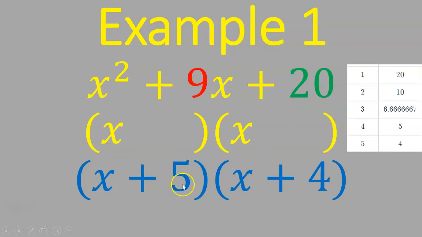Okay, now you can always check yourself. 5 times 4 is 20. 5 plus 4 is 9. So this is the correct combination. And sometimes you have to consider signs.